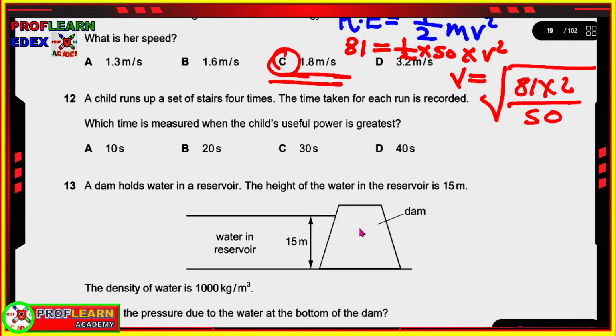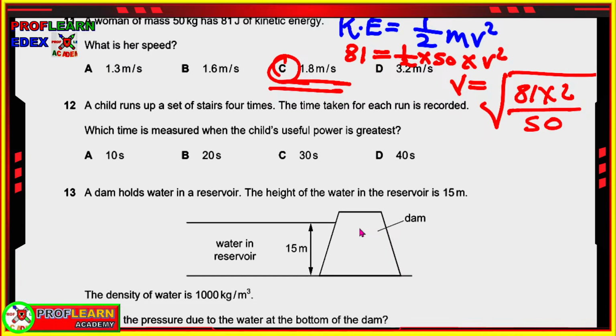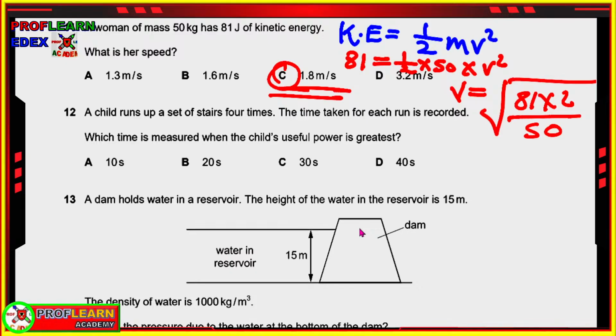A child runs upstairs 4 times. The time taken for each run is recorded. Which time is measured when the child's power is greatest?